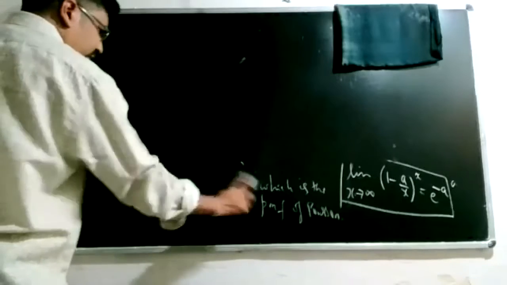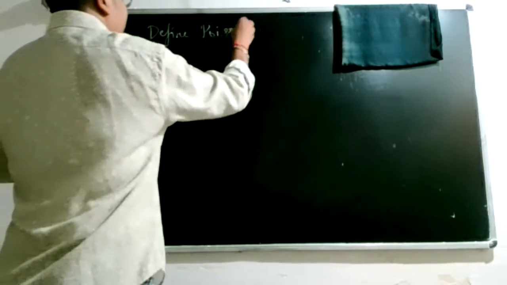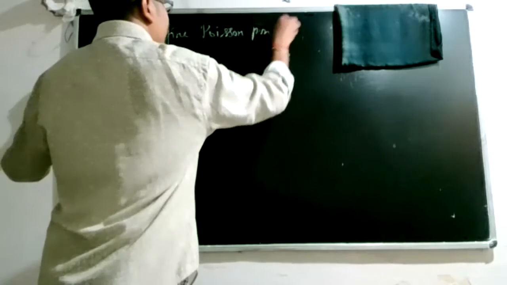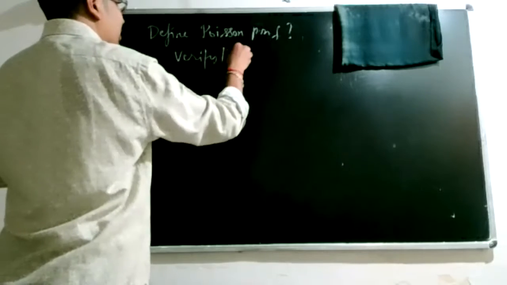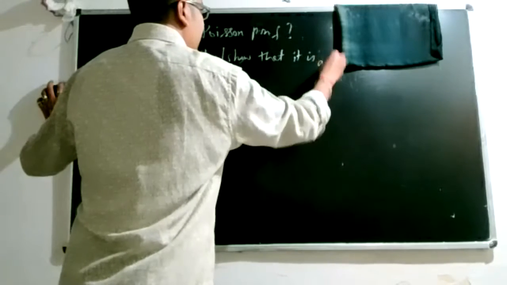Next, we'll have to show that it is a PMF. So in every distribution, we will show that the function is actually a probability mass function. So define the Poisson PMF or Poisson distribution and verify or show that it is a PMF.